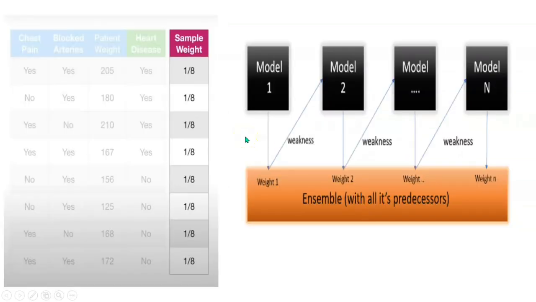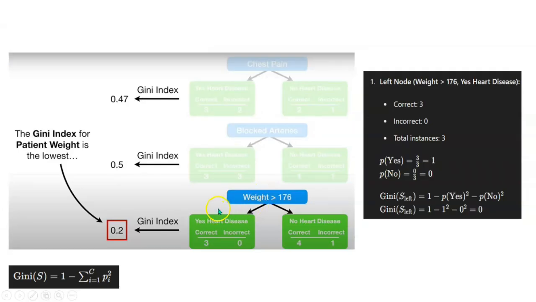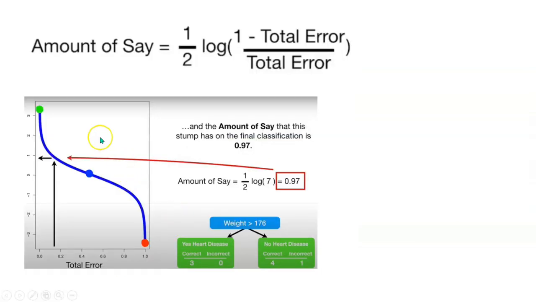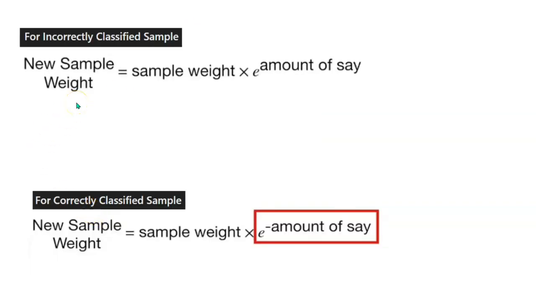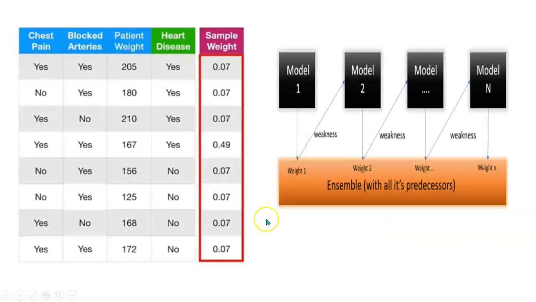So first we assign equal weights to all the data rows, and then we calculate the Gini index for each and every attribute. For whichever attribute we get the minimum Gini index, we take that attribute for consideration, and then we find the amount of say, and then we find new sample weights for incorrectly classified and correctly classified samples from these formulas, and then we assign the new sample weights instead of the old sample weights.